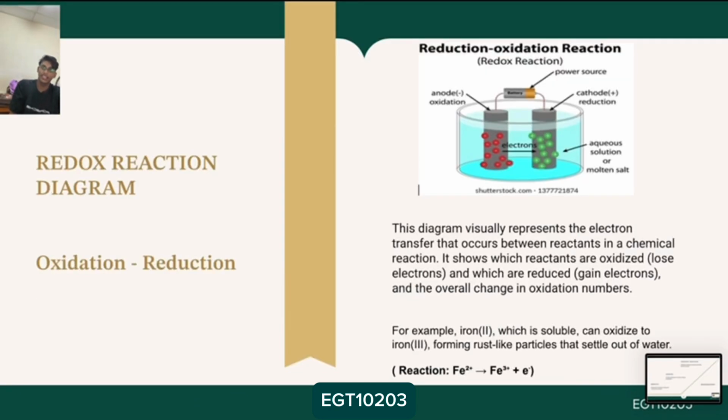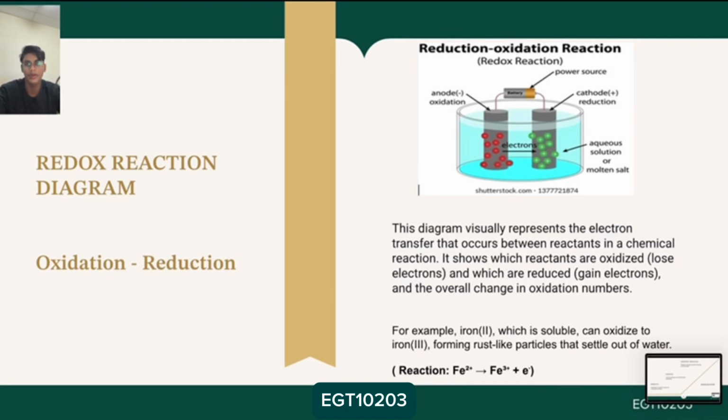As you can see in the illustration given of the redox reaction diagram, which is the oxidation and reduction diagram, the diagram visually represents the electron transfer that occurs between reactants in a chemical reaction. It shows which reactants are oxidized. Oxidized means it loses electrons. Meanwhile, reduced means it gains electrons. And the overall change in oxidation numbers.